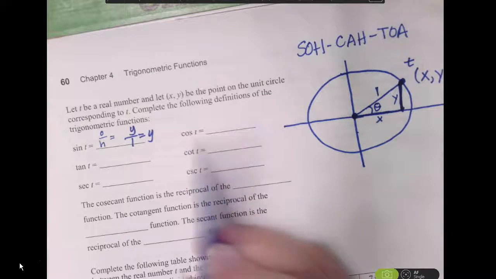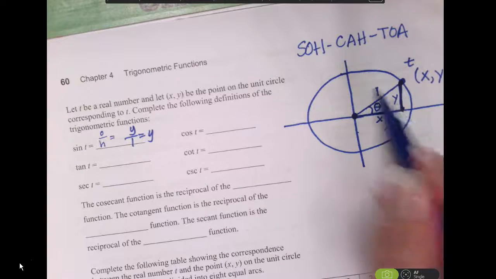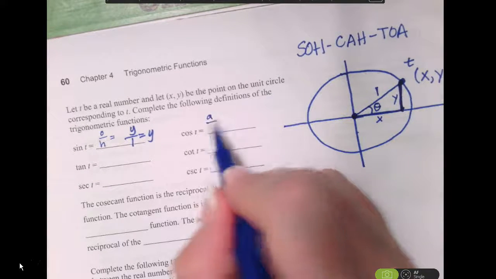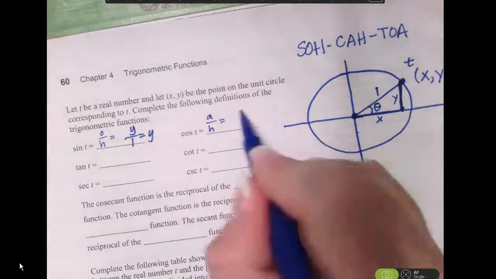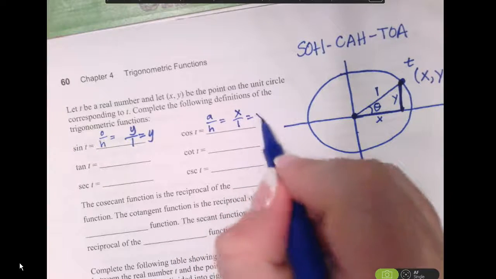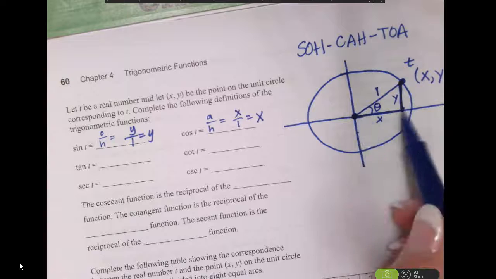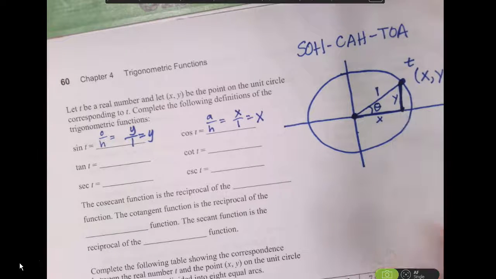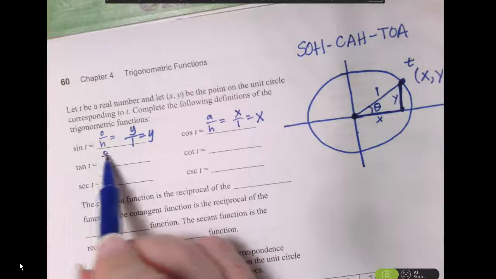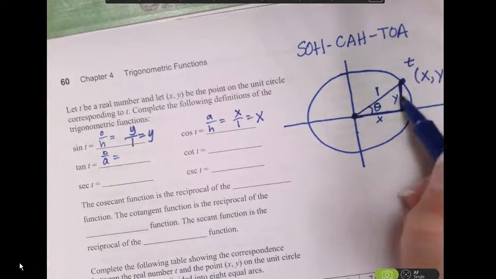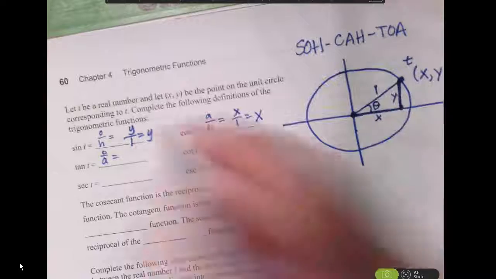And then our cosine is just going to be the adjacent over 1. So adjacent over hypotenuse, which is x over 1, which is just x. And the cosine is the distance from our couch out to the screen. Then our tangent is opposite over adjacent. So opposite is y, adjacent is x.